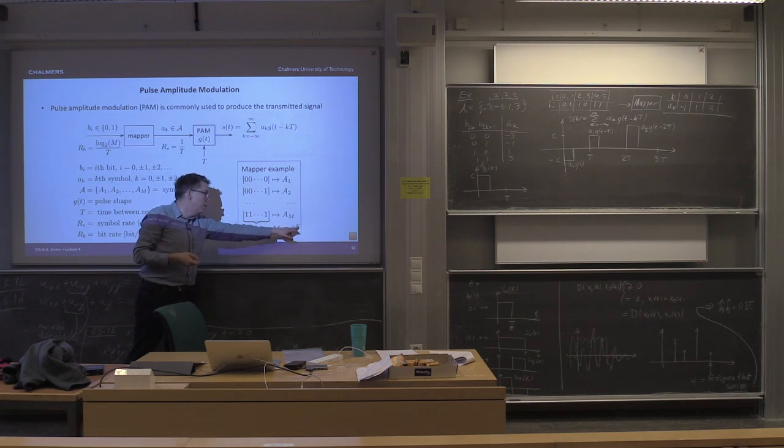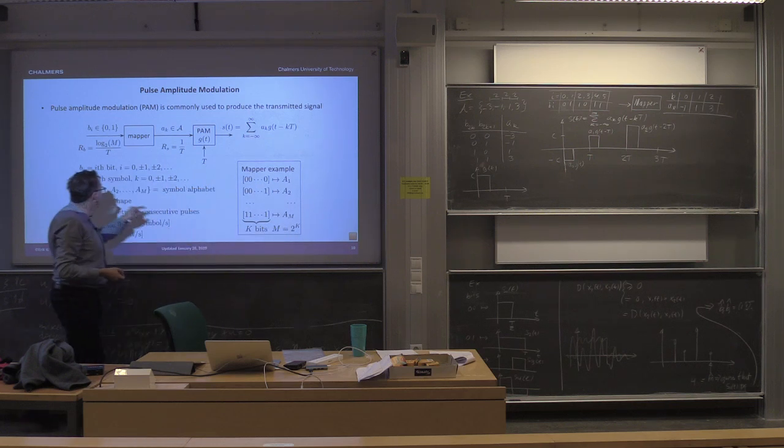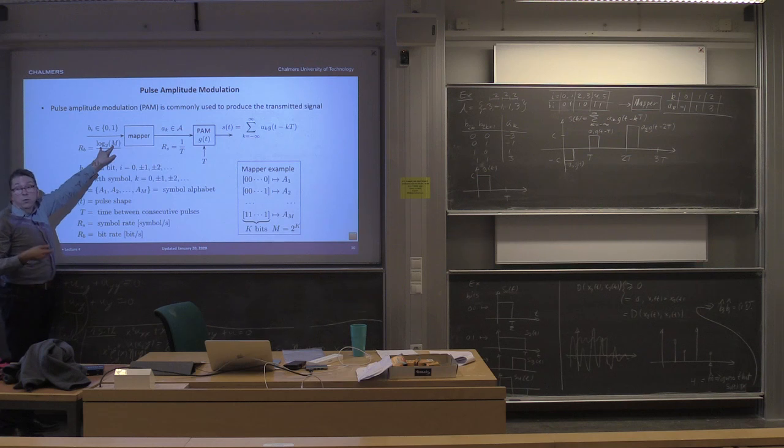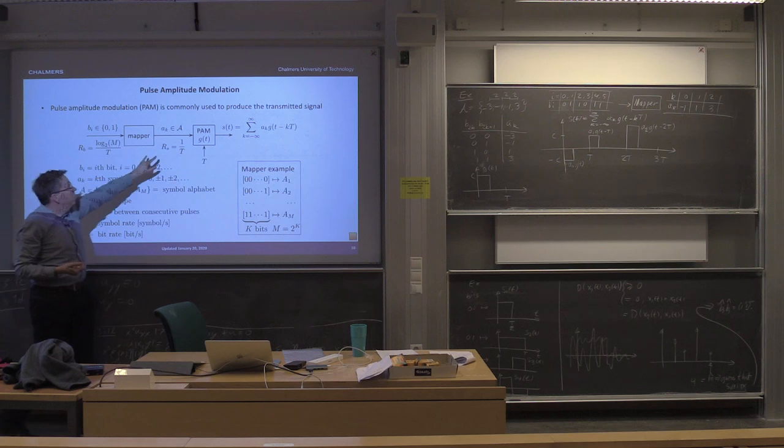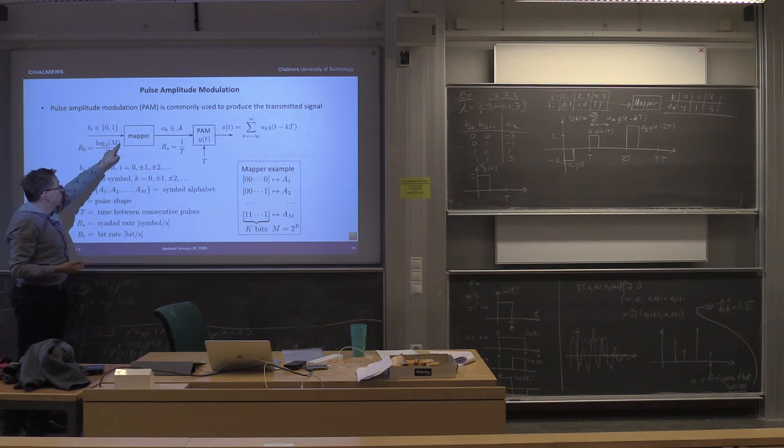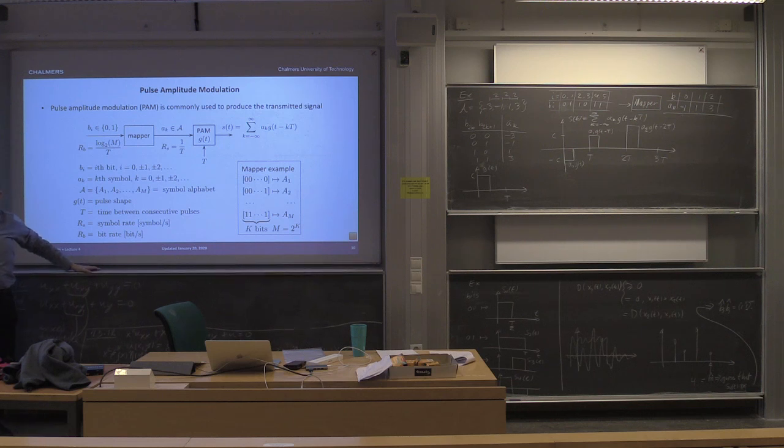M is 2 to the power of k, so if I'm interested in k and have M, I take the log 2 of both the left-hand and right-hand side. So log 2 of M is also k, the number of bits. For each symbol I transmit k bits, and therefore the bit rate is the symbol rate times the number of bits per symbol. So log 2 of M divided by T. So now we know how to get high data rate.